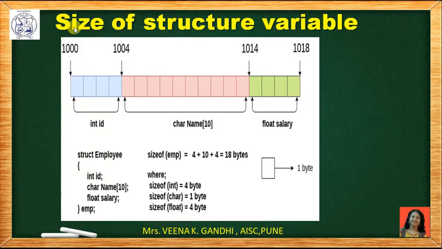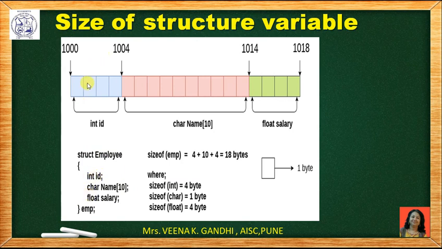Now, what is the size of a structure variable? As you know, the compiler will allocate the memory for a structure when we create the variable or instance of that structure. So here in this example, we create the structure employee having ID, name, and salary as the members, and we create the instance or variable emp.